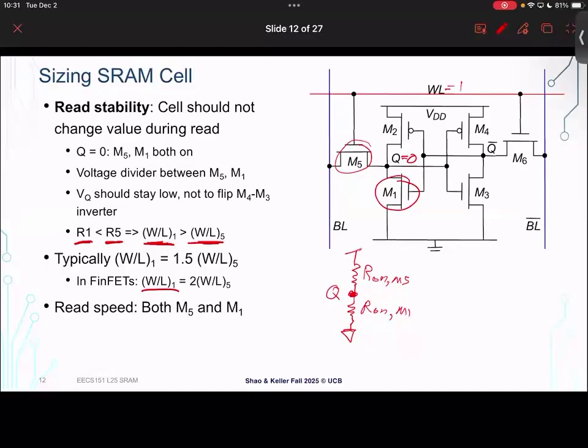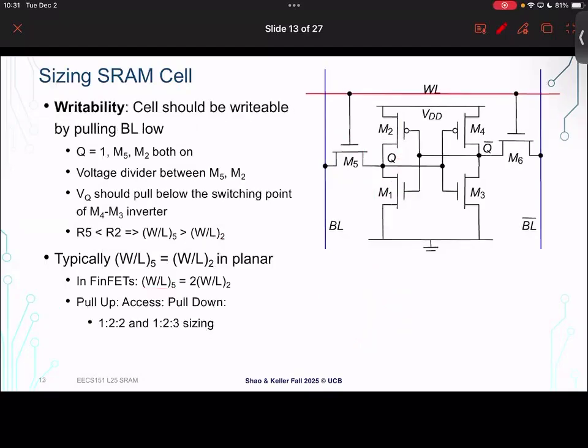Okay, yes, question. So, in order to write, M5 had to be stronger than M2, correct? Yes. So that means the inverter M2, M1 is going to be really asymmetric? Yes. Yes. Worry about that? Well, let's take a look.